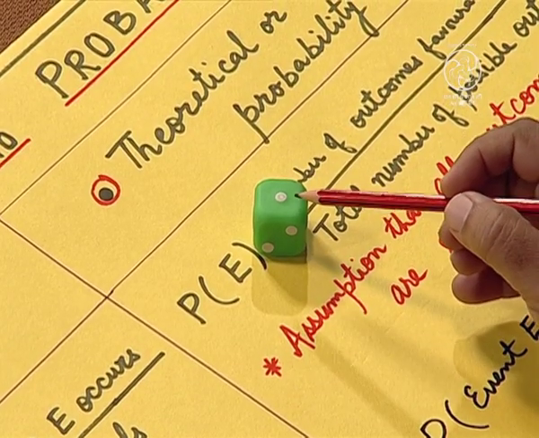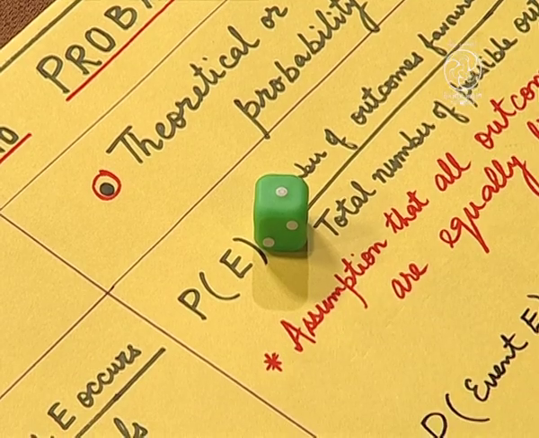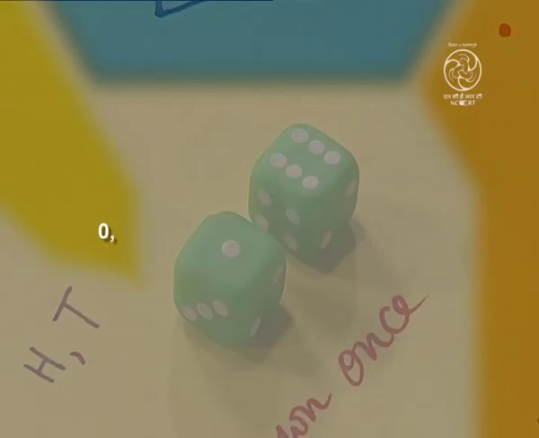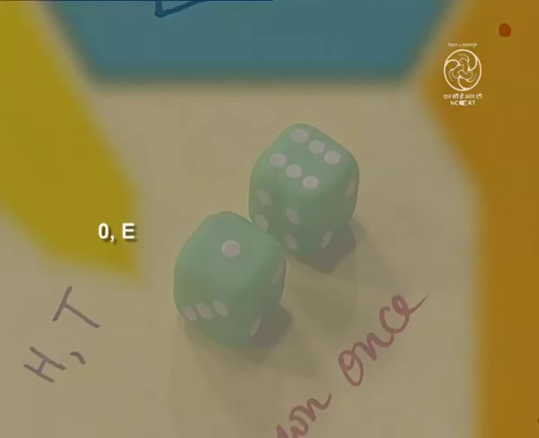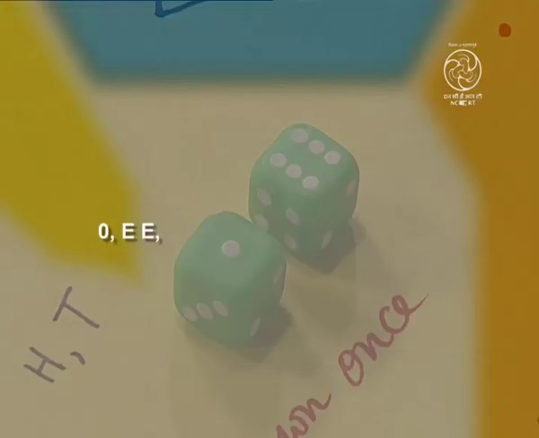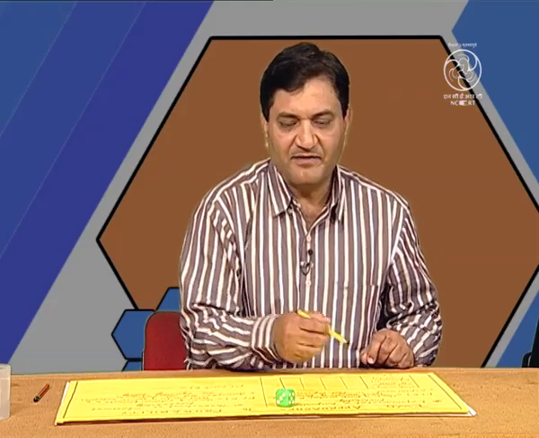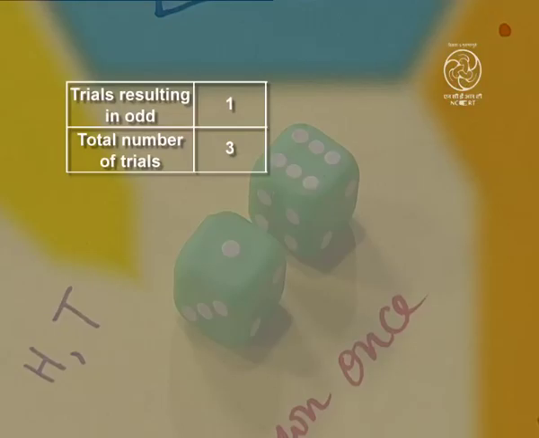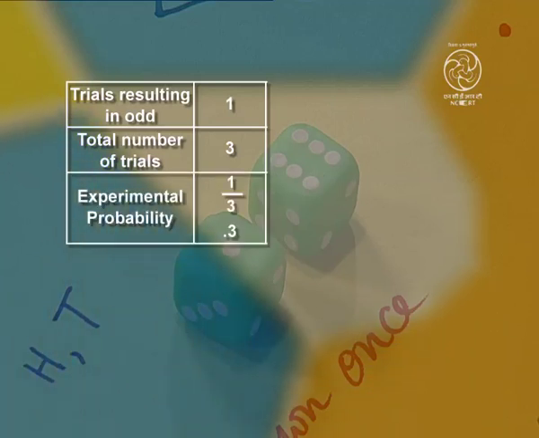Now it shows an odd number. First outcome is odd. Suppose it is thrown again. It shows an even number. Next, if you toss it for the third time, again it shows an even number. So, we have to find the probability of an odd number by this simple experiment. In all, the total number of trials is 3 and an odd number has come just once. So the probability of an odd number is 1 by 3.